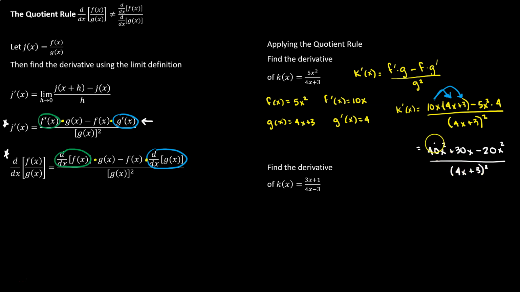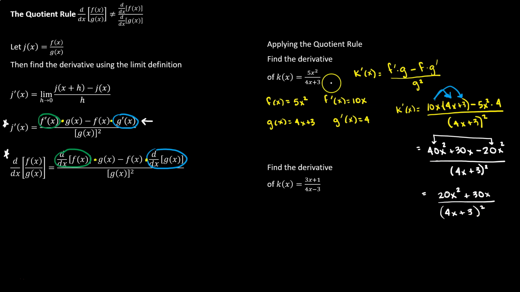Save us some time. I do notice in the numerator we have like terms, so let's go ahead and combine those. 40x squared and negative 20x squared, that looks like positive 20x squared. And then we have 30x, and that's over our denominator of (4x plus 3) quantity squared.